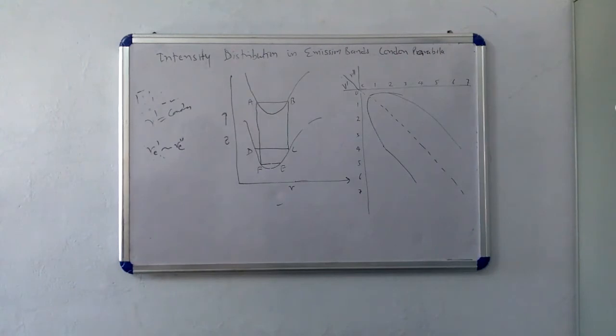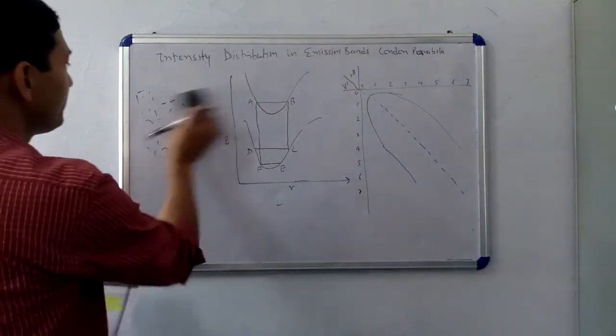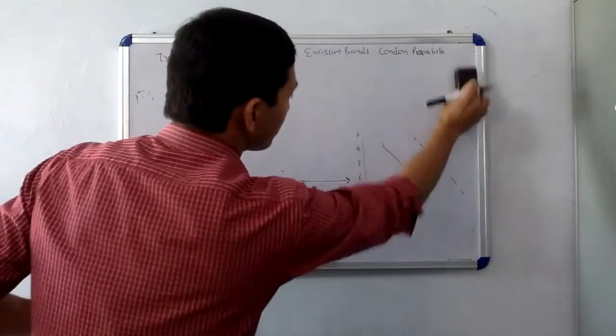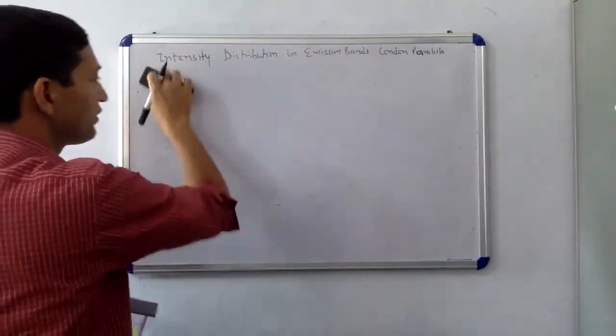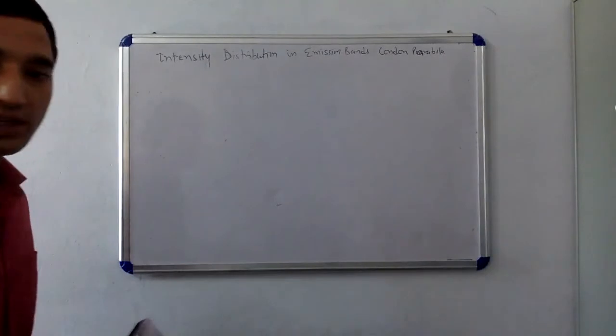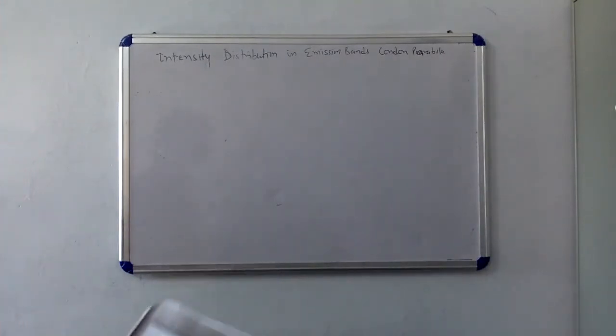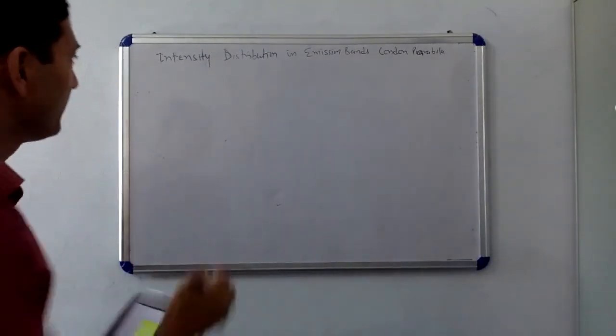That is why, for different molecules, while plotting the Condon parabola, in some cases we will get very narrow limbs. On the other hand, for some molecules the limbs are very wide, depending on the separation between these.